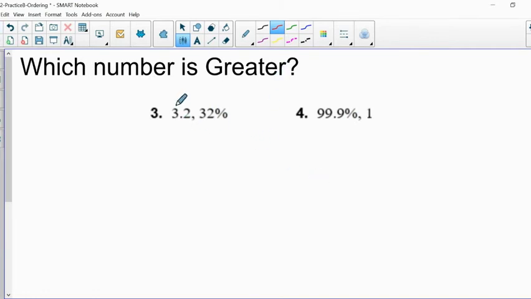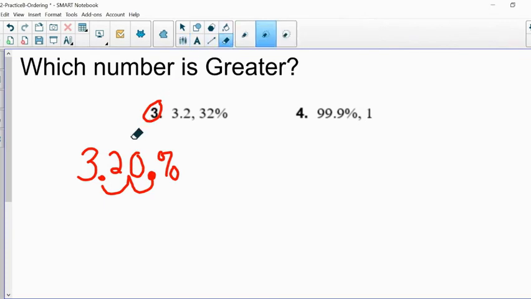If I am looking at question 3, to take a decimal and make it into a percent, I multiply by 100 and then add the percentage sign. So when I multiply by 100, I move the decimal over once, I move it over twice, and I put it in its new spot. And I fill any missing places with zeros. When I do that, my percentage is 320%.